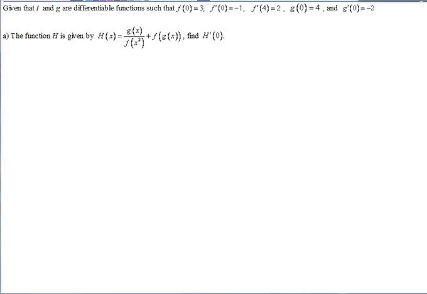Now let's look at part B with the same information, but it's asking us for a different function. Capital H of x is given by this. We want to find H prime of 0. So again, before we can find H prime of 0, we need H prime of x. And on this one, notice we've got g of x over f of x squared plus f of g of x. So there's that plus sign, which means we can take the derivatives of each of these separately, whenever they're added or subtracted.